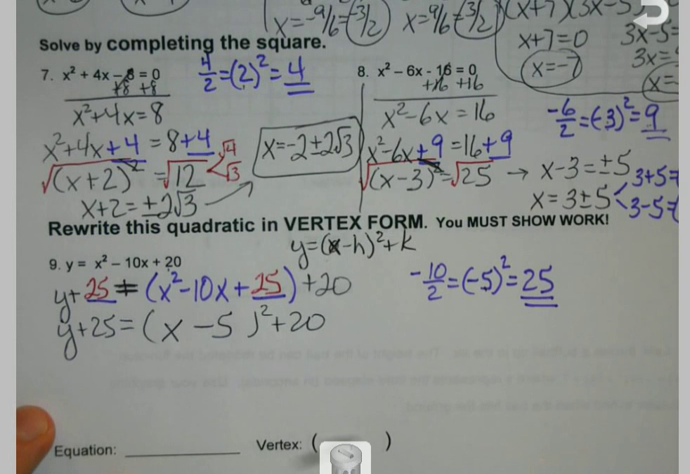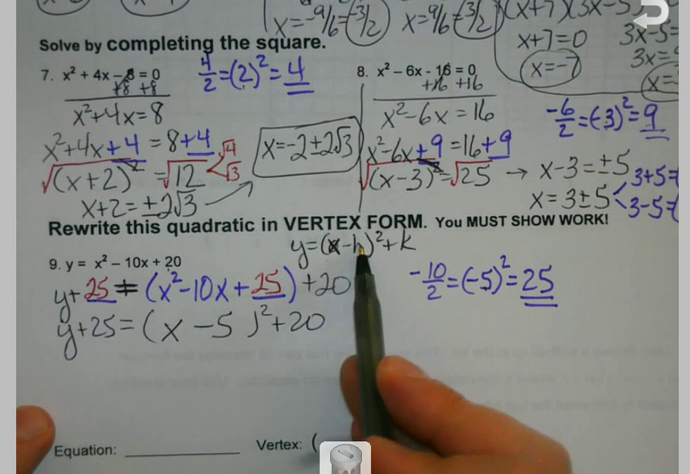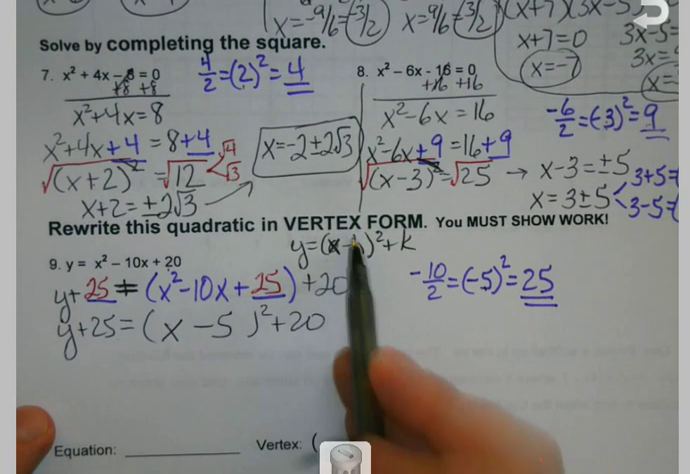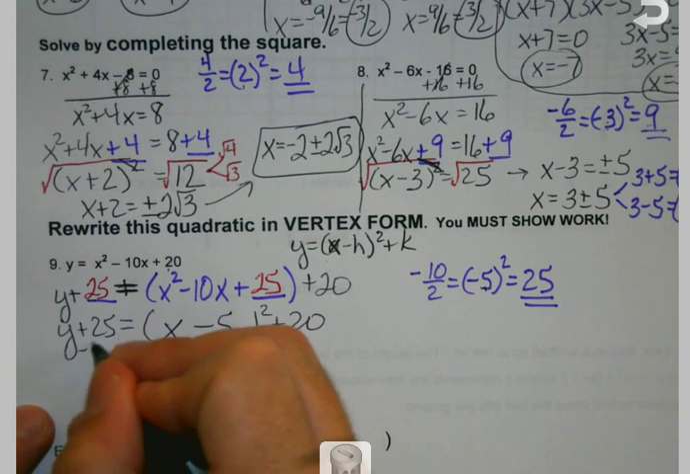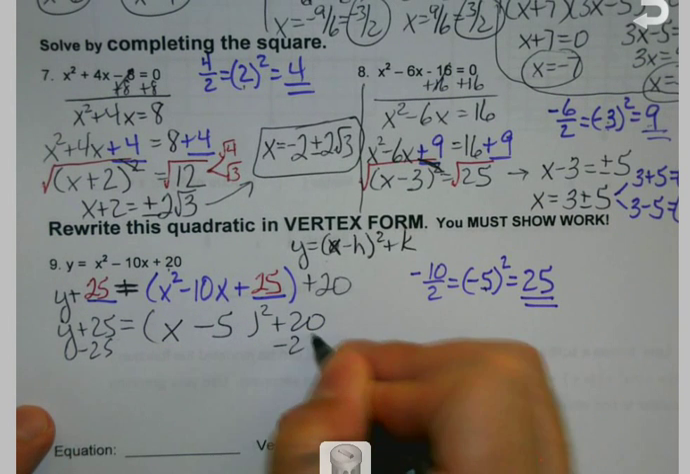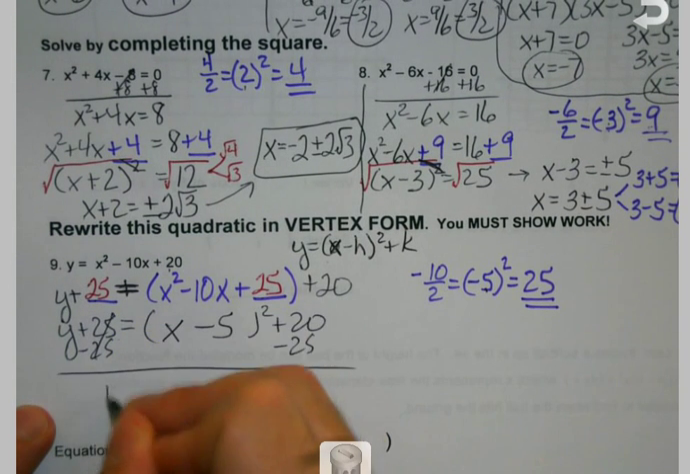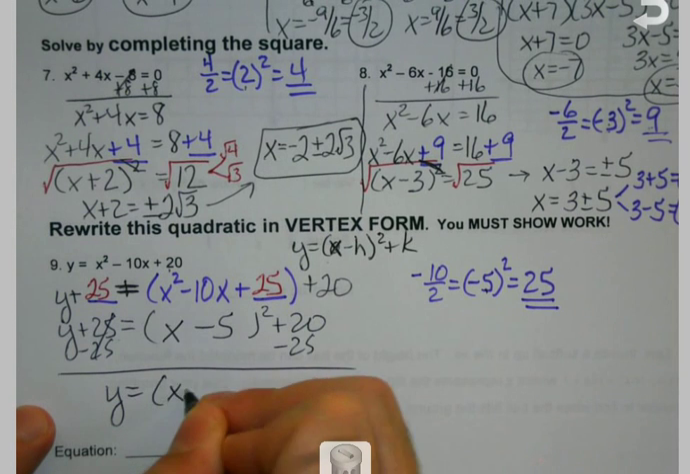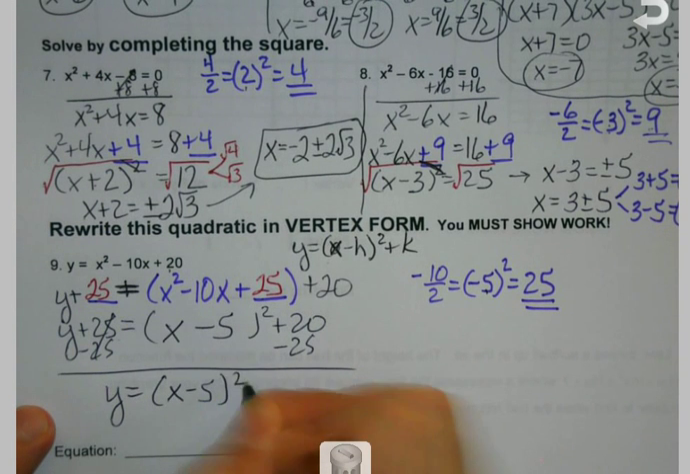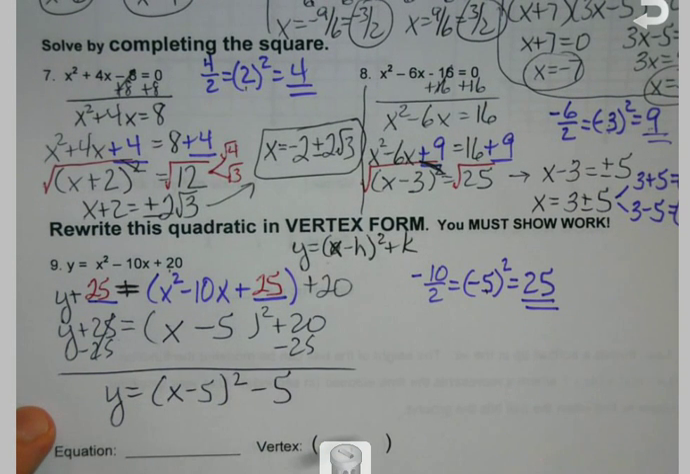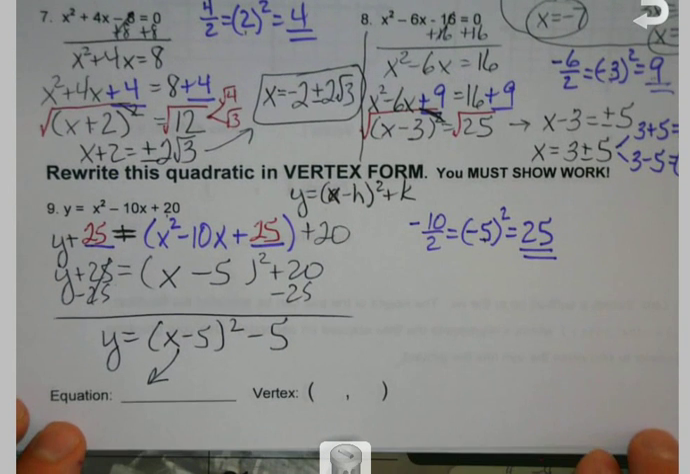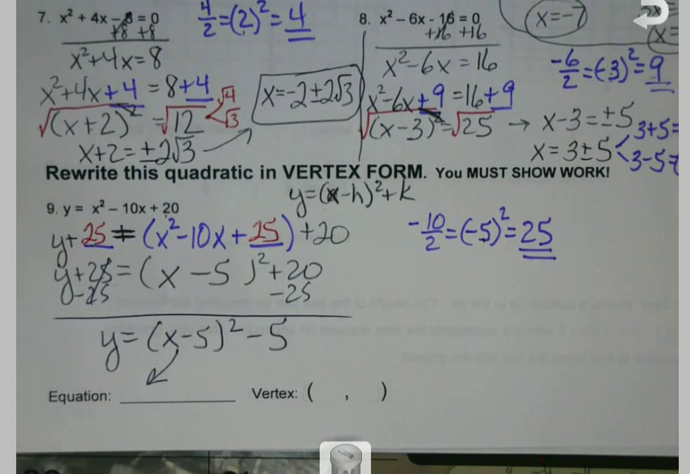And now to get to vertex form, I'm looking back and forth and going, okay, I just got to get the y by itself. So I got to minus my 25. Okay. There's my equation. If you don't want to have to rewrite it, just an arrow there saying, woo, that's what it is. I'm good.